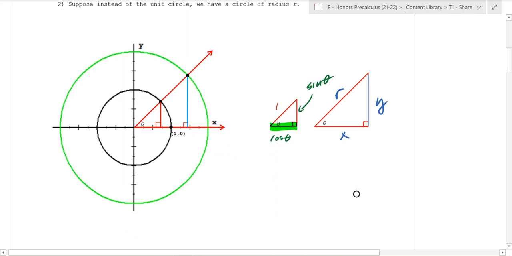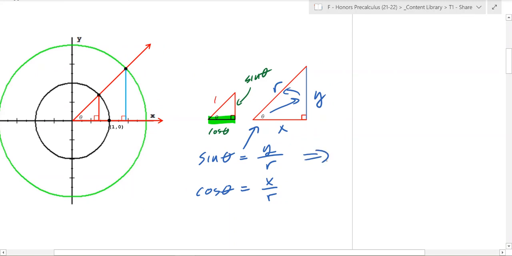You know that sine of theta, sine is opposite over hypotenuse, is y over r. And you know that cosine of theta, adjacent over hypotenuse, is x over r. So what does that mean? If you multiply both sides by r here, you know that y is going to be equal to r sine theta, and x is equal to r cosine theta.